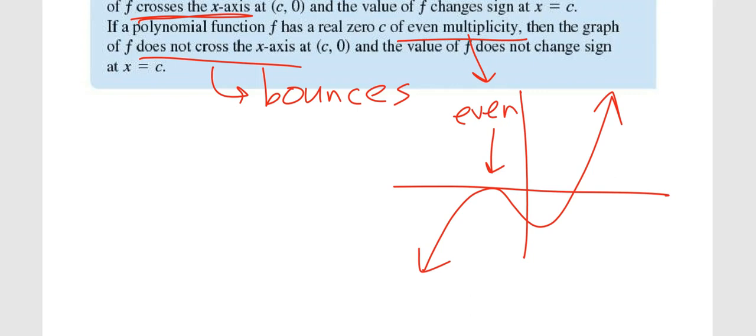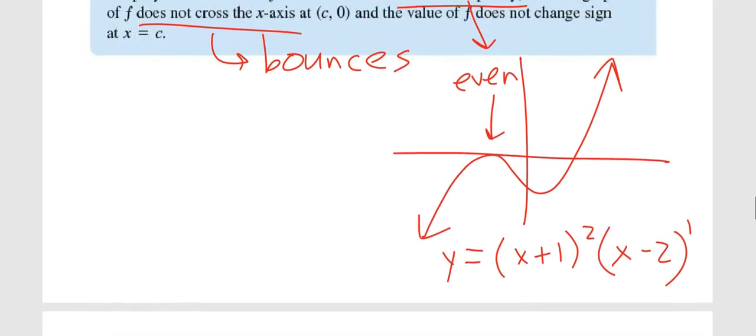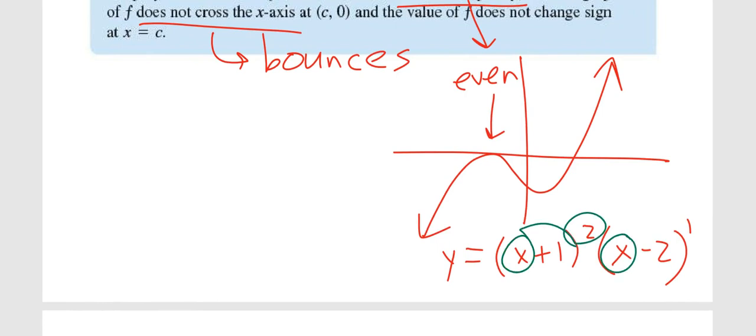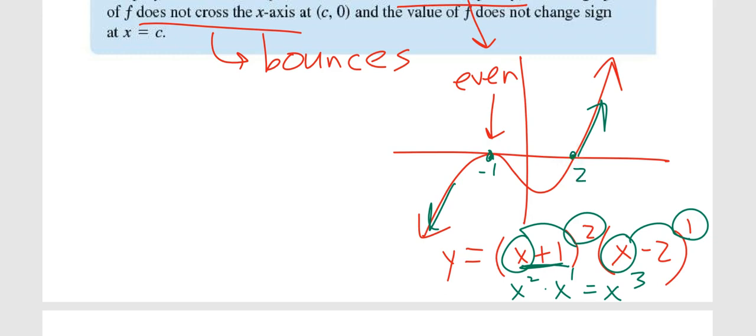So for instance, this particular polynomial in its factored form might be x plus 1 squared times x minus 2. So this is a third degree polynomial. It has a leading coefficient. How do I know what its leading coefficient is? Well, I designed it so that it would be x squared times x to the first. Well, what is x squared times x to the first? That's x to the third. So I knew that the right end behavior would be up and the left end behavior would be down. But by looking at this, you can see that I have a -1 for my x-intercept on the left and a +2 for my x-intercept on the right. However, it only crosses the x-axis twice.